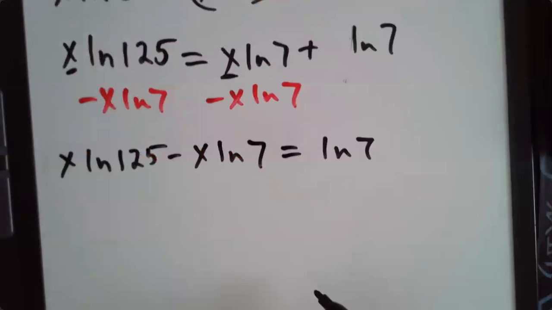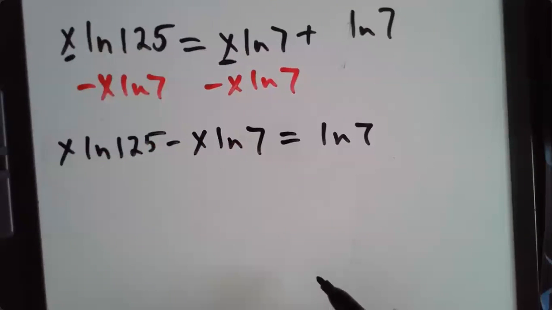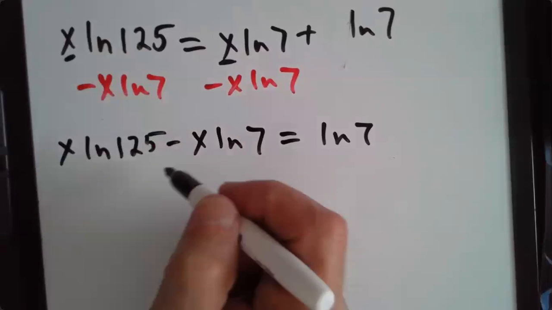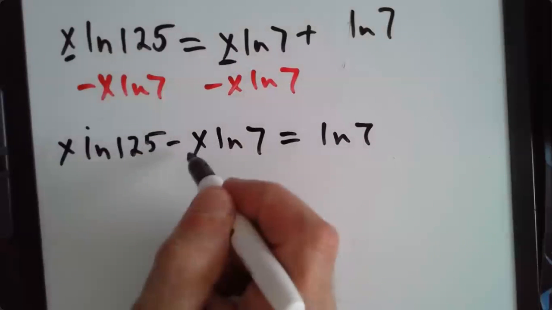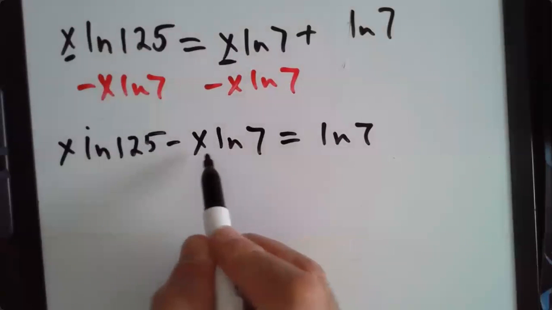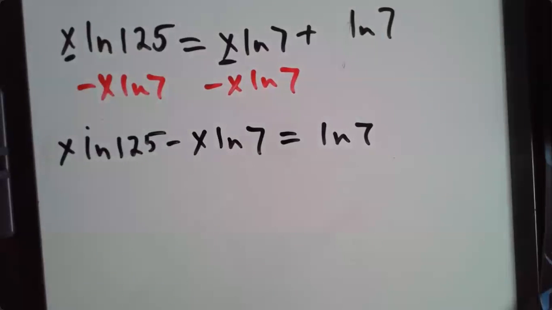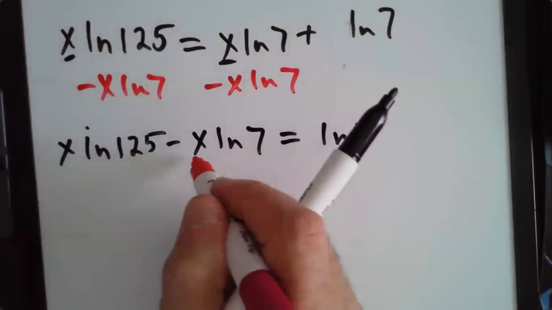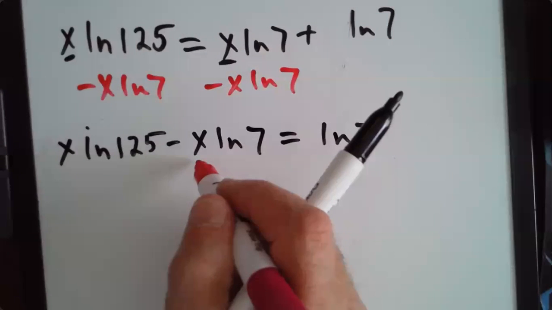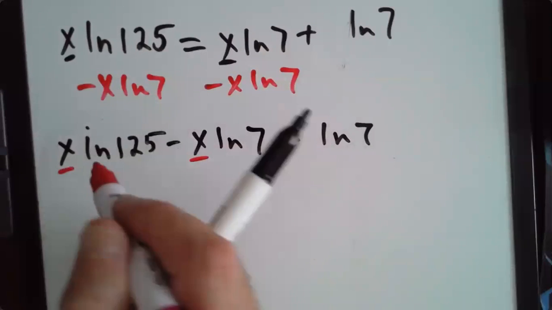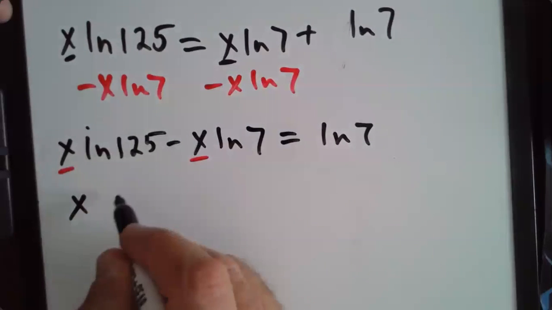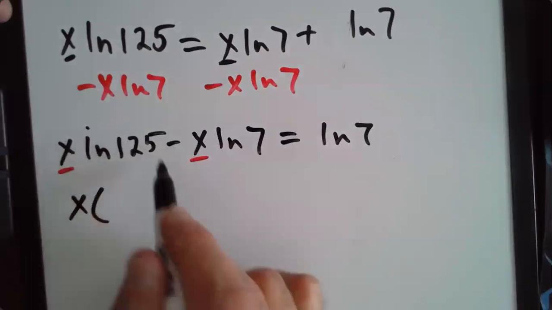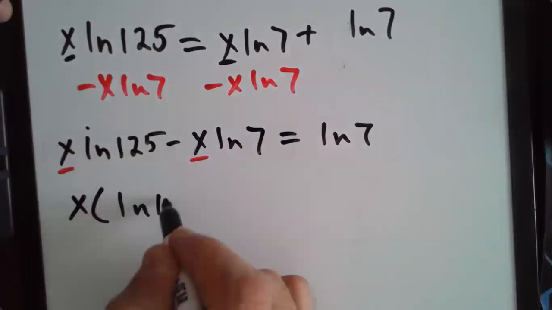Okay, well, what we could do here is you can combine this and condense it into one term, or you can just, so what we got to do now is we've got to factor out the common factor. Well, x is the common factor here. So we factor out the x because x is a common factor. And so that leaves us with x times natural log 125 minus natural log 7.